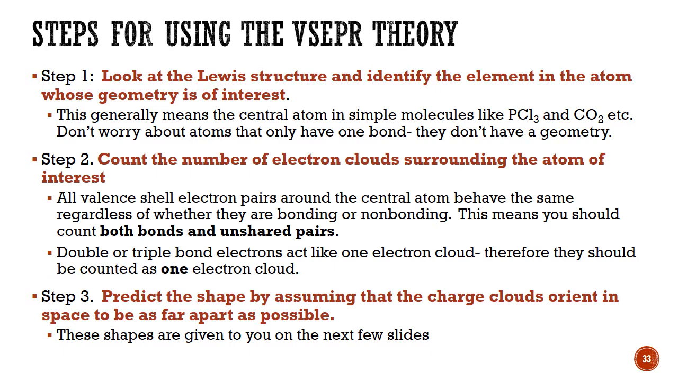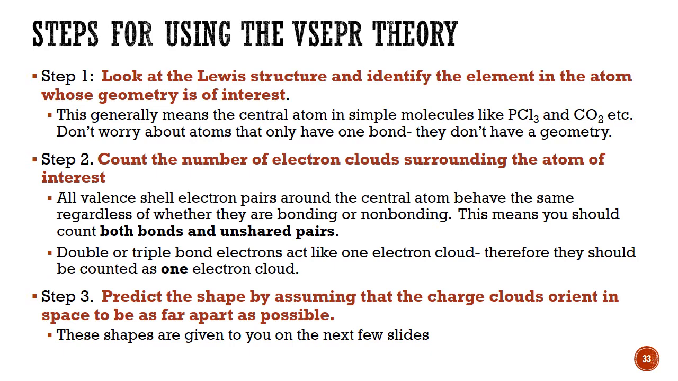Then what we need to do is count the number of electron clouds surrounding the atom. Now, how do we count the number of electron clouds? Well, any bond of any kind counts as one electron cloud. But also, the unshared pairs count as an electron cloud. That's very important. We tend to forget about the unshared pairs, but they're actually very important because they take up space. There are electrons there, and you can't ignore them.